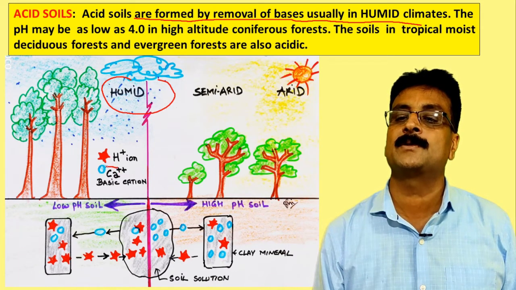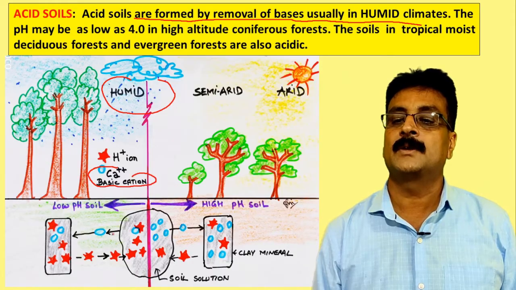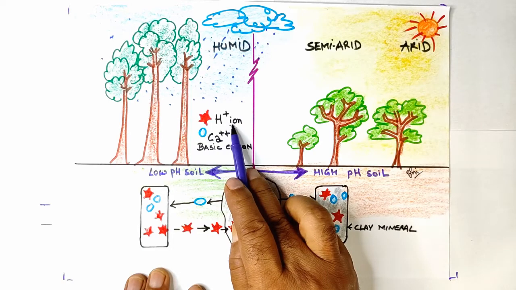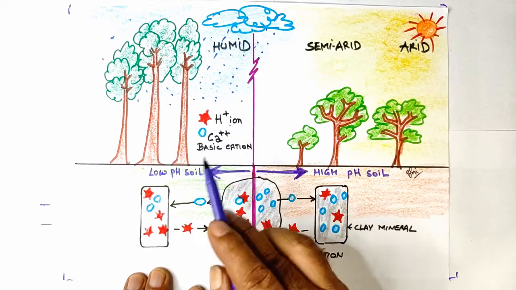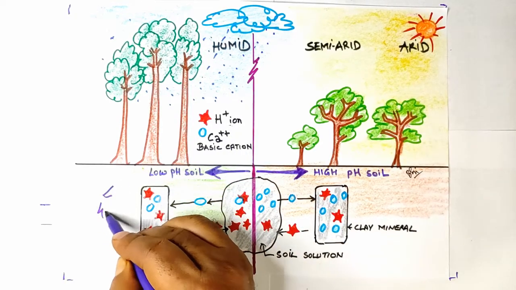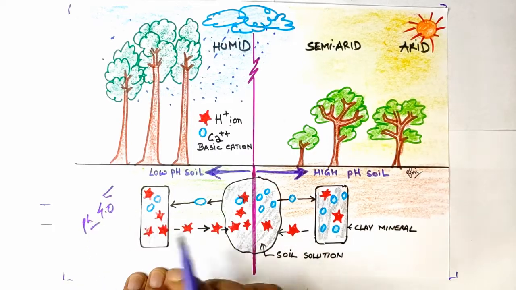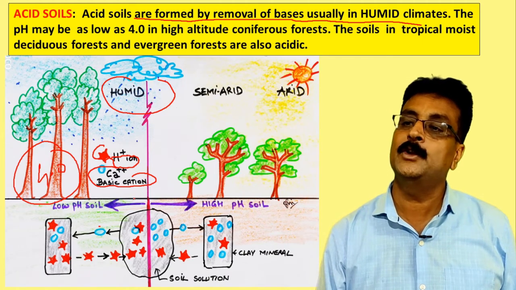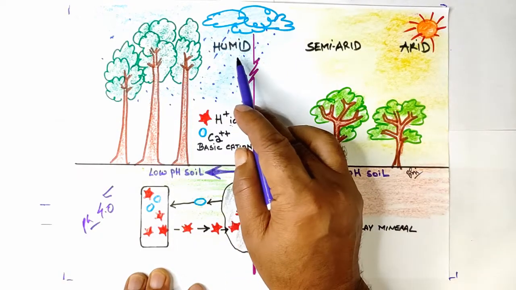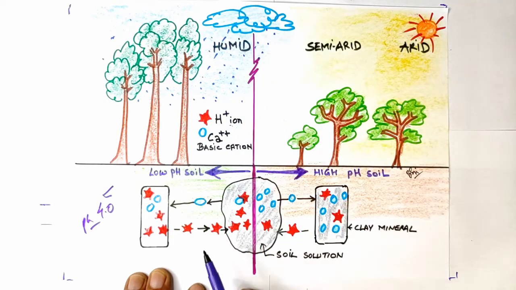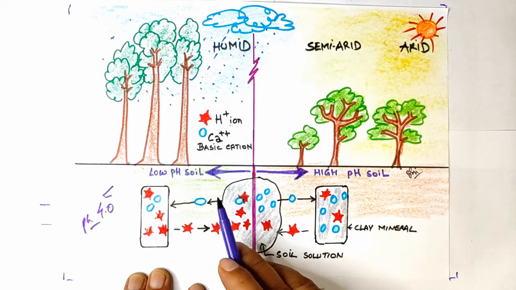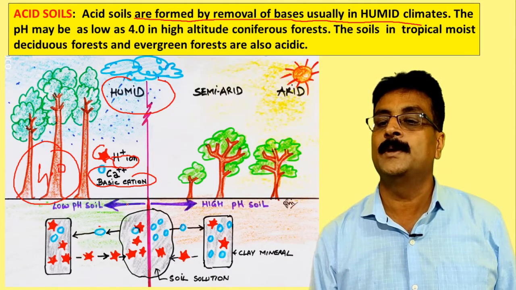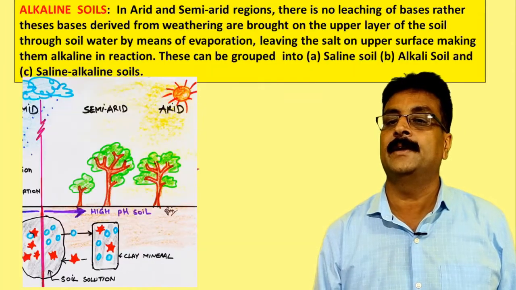You can see these are the bases. As we can see, the blue color here shows the bases, and the hydrogen ions. The pH may be as low as 4.0 in acid soil. You can find this in coniferous forests, or in humid climates also. But soils in the tropical moist deciduous forest and evergreen forest are very acidic. Here is the soil solution, with low pH here and high pH in semi-arid areas.